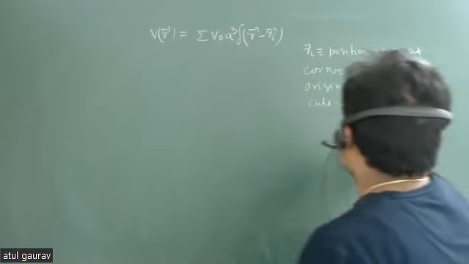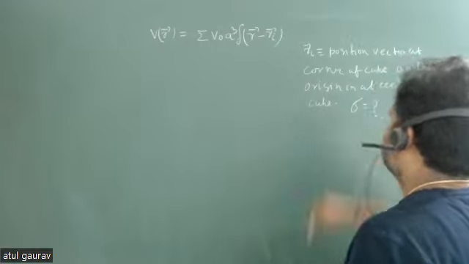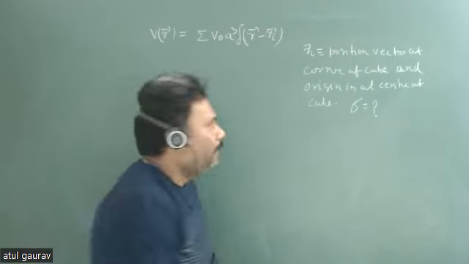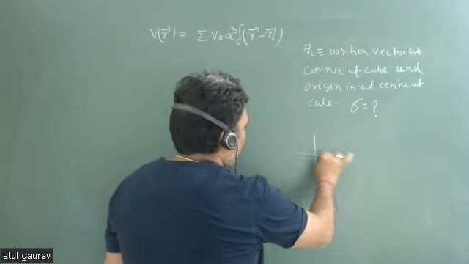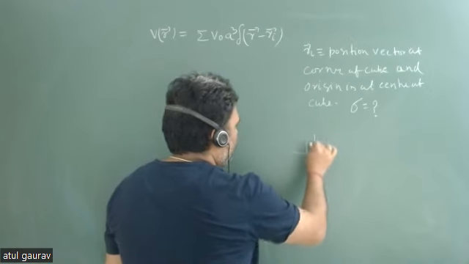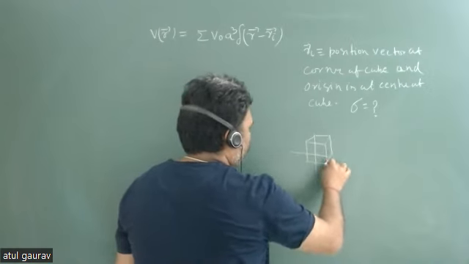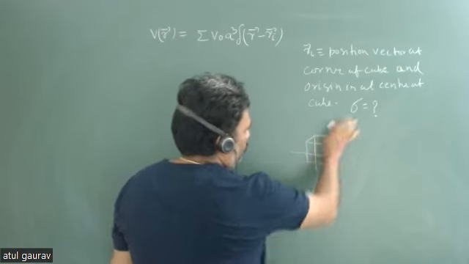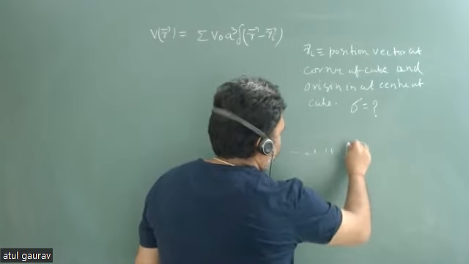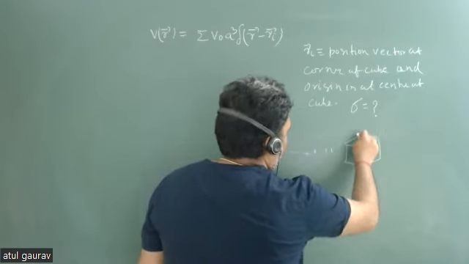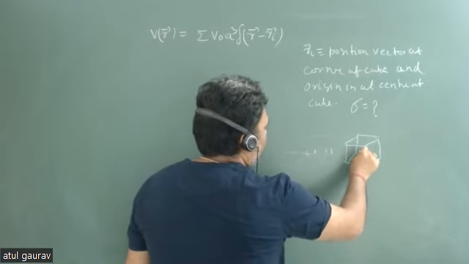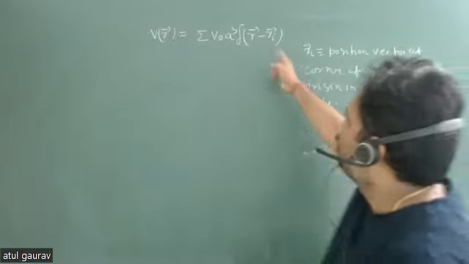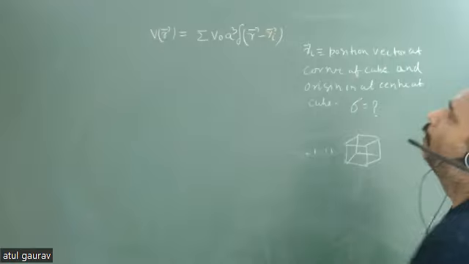So what you have to do is find the total scattering cross section. So which type of problem is there? You have a cube, something like this. So here is your center. You have 8 corners, right? And this r_i is the coordinate of that particular corner.